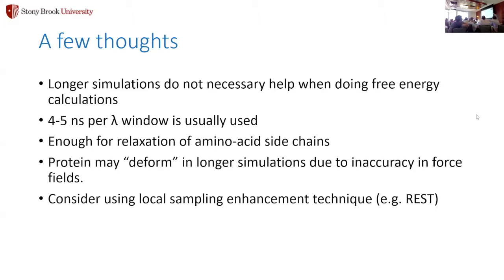Another thing is that in some cases we'll have very slow dynamics that are still very important to the binding, like the very notorious valine 111 of T4 lysozyme. In these cases, we can use local sampling enhancement techniques, which just facilitate the rearrangement of those side chains around the ligand, but still keep the global structure cool and stable. So in my opinion, just stay with a short simulation time. Algorithms like REST are what you can use.